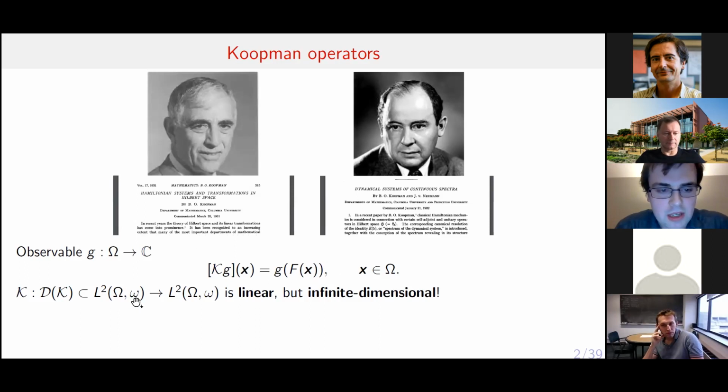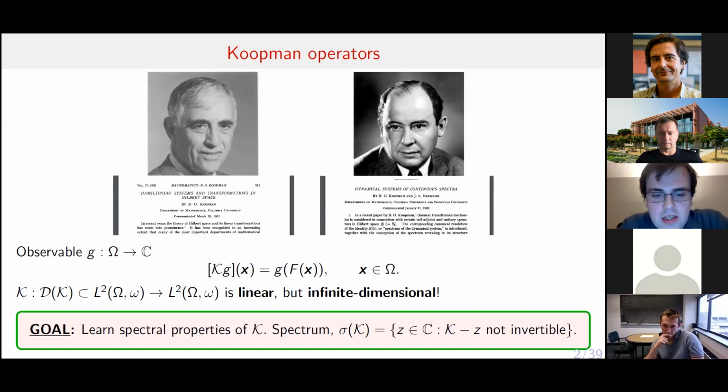We have some measure on Omega, and the Koopman operator acts on this infinite-dimensional Hilbert space. What we've done is replace the nonlinear f by a linear operator K, but the price to pay is that this now becomes an infinite-dimensional operator. The goal is to learn the spectral properties of K, and I'll explain why in a second. The spectrum of K is given by the z such that K minus z is not invertible.